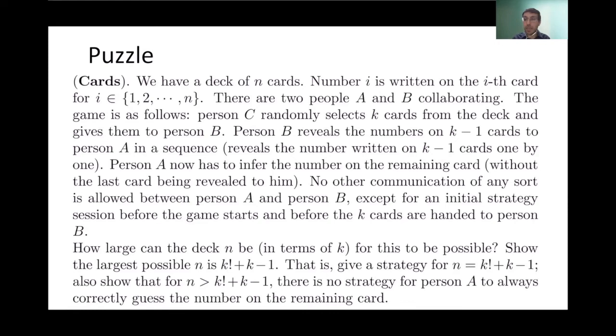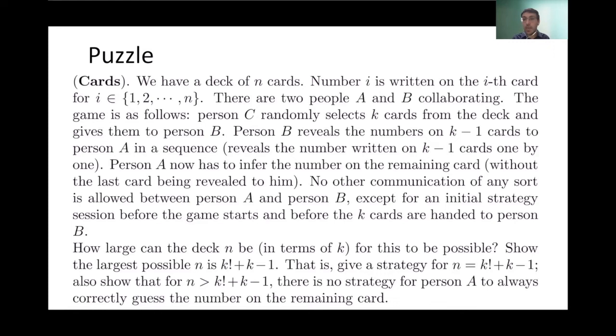Now show that the largest possible N is K factorial plus K minus one. Which means that when N is K factorial plus K minus one, you need to give a strategy. You need to give an algorithm for person B and person A so that person A can recover the unknown, the last card. And show that if N is larger than K factorial plus K minus one, this is not possible. There is no strategy for person A to always correctly guess the number on the remaining card.